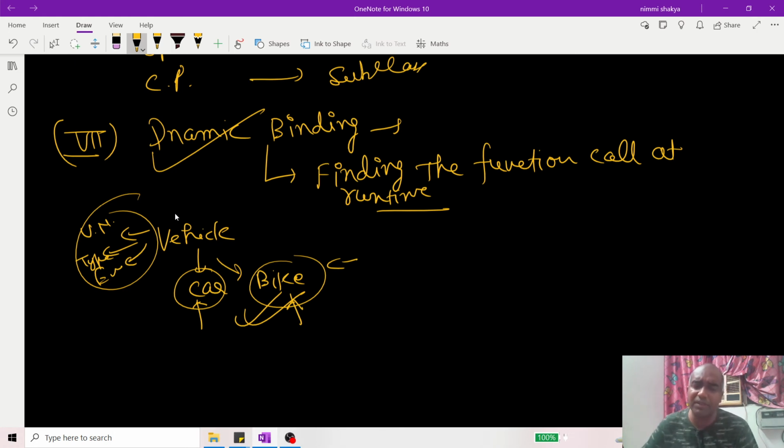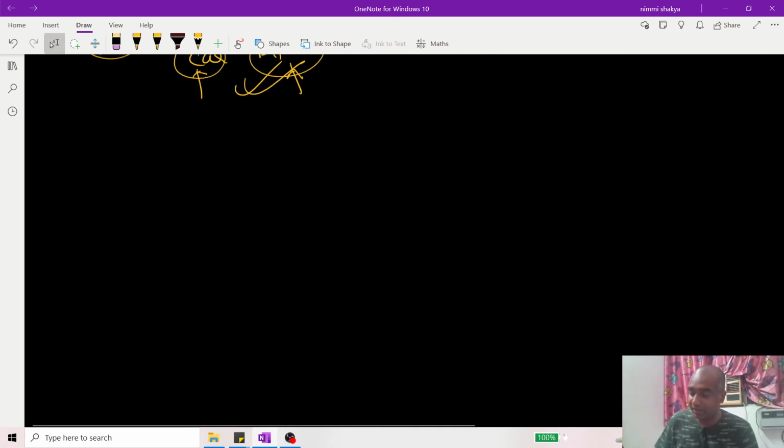In a very simplistic way, you can say that finding the function call at runtime is known as dynamic binding. Making the function call at runtime is dynamic binding. Now let us come to the last concept, which is known as message passing.